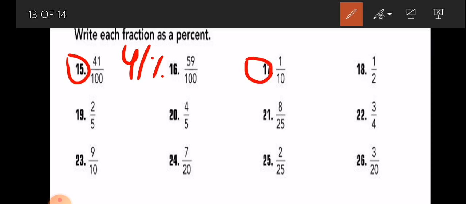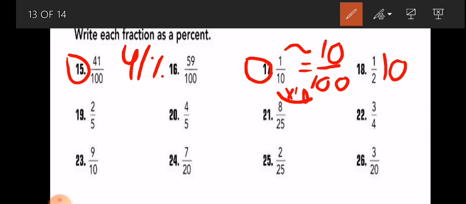For example, 17. The denominator is 10 and I want to get first the fraction or the equivalent ratio out of 100 so I can get my percent. How to make the 10 100? Multiply by 10, yes, so I'll do the same, multiply by 10, so it's 10 over 100, so 10%. Or by cross multiplication, 1 over 10 equals what over 100, and do cross multiplication any way you want.